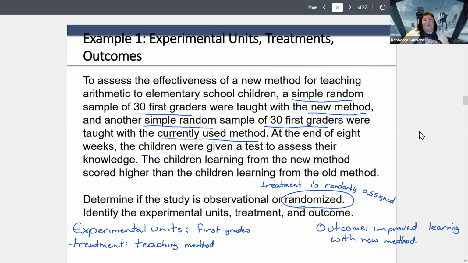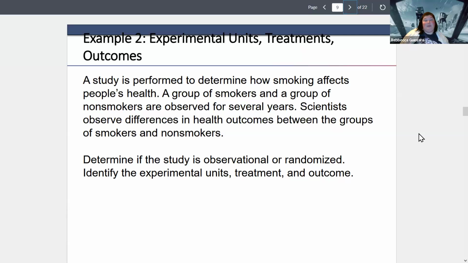So my next one: a study is performed to determine how smoking affects people's health. A group of smokers and a group of non-smokers are observed for several years. Scientists observed differences in health outcomes between the groups of smokers and non-smokers. So we're doing the same thing. Is it observational or randomized? What are the experimental units, treatment, and outcome? The study was performed to determine how smoking affects people's health.